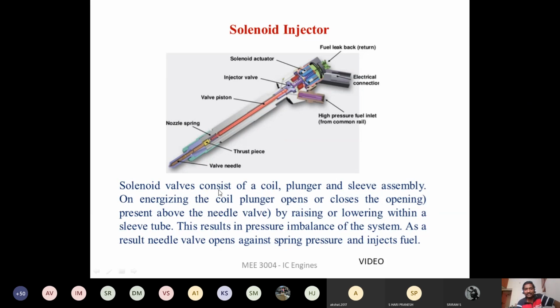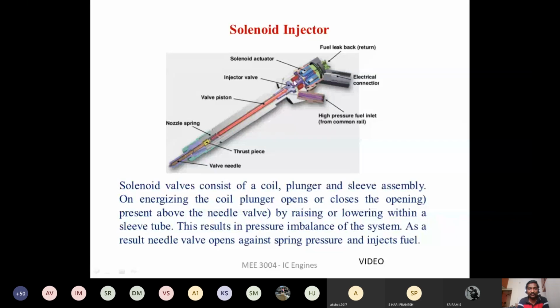So the solenoid valve consists of three parts basically. One is the coil, right? This circuit, the electromagnetic coil, will be there. Then a plunger is going to be there. That plunger is provided inside a sleeve. Inside the sleeve, the plunger is going to move, thereby opening the orifice that is present at the upper part of the needle valve. Thereby, the fuel flow from here can be controlled.